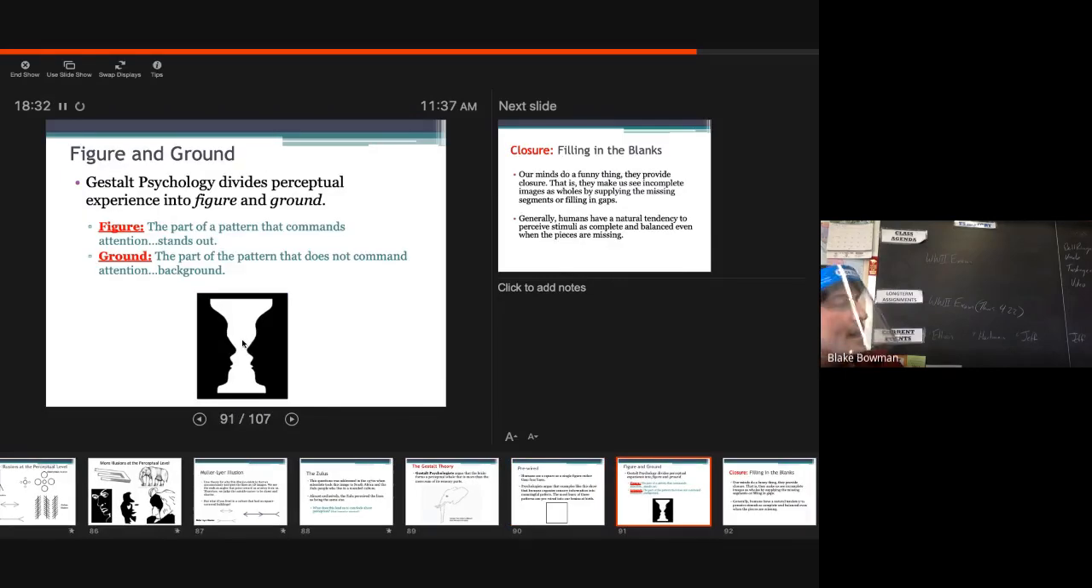All right, so figure and ground. I think I may have talked about this before. I know I showed this picture, the vase and the 2 faces. But figure is a part of the pattern that commands attention, that stands out. And this picture really does a great job at focusing our attention on the two faces or the vase. And then ground is a part of the pattern that does not command attention and is placed in the background. Okay, so figure and ground. How can we resemble figure and ground with sound? How do we do that?